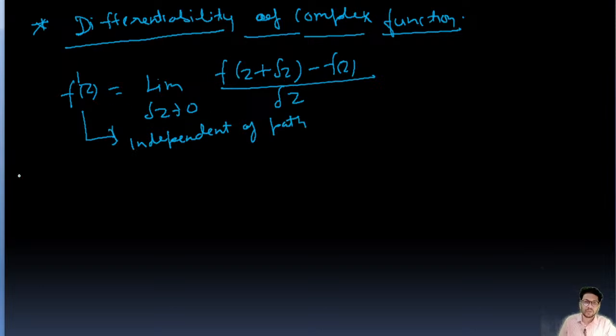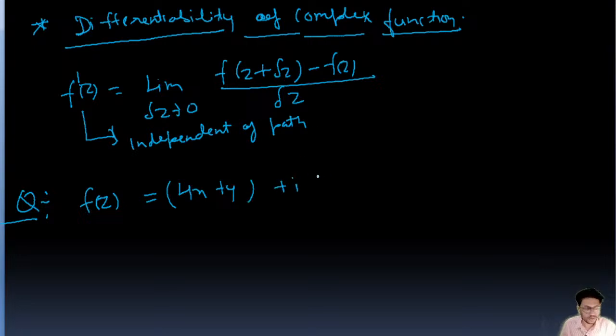Now I will explain it by a question. So the question is: f(z) equal to 4x plus y plus iota times (4y minus x). So we need to check whether it's differentiable or not. 4x plus y plus iota (4y minus x).